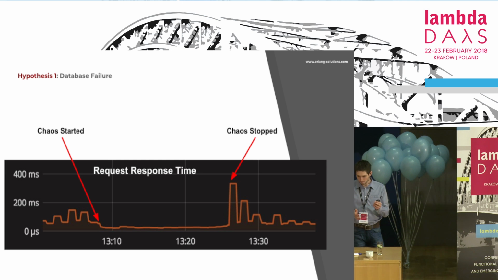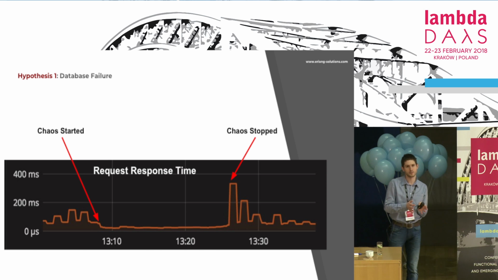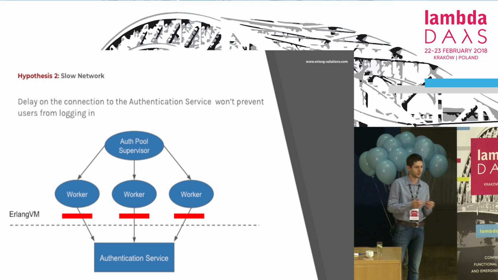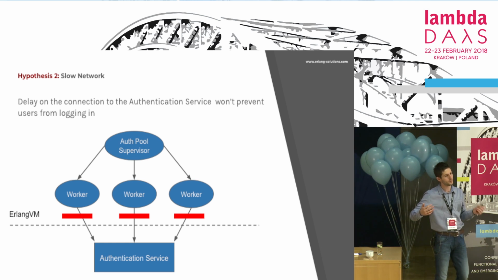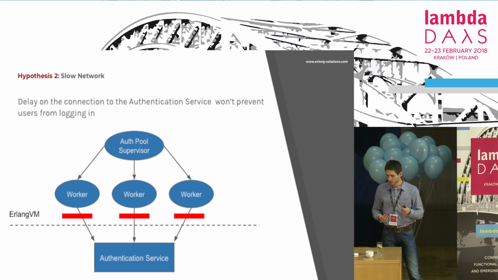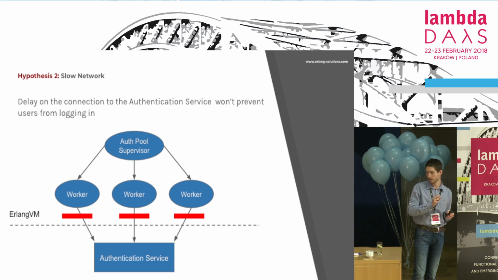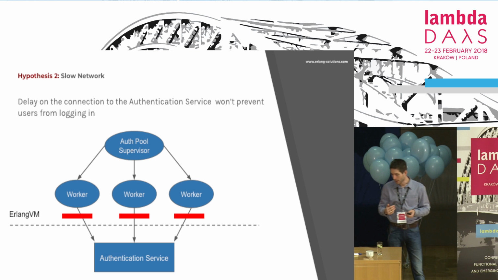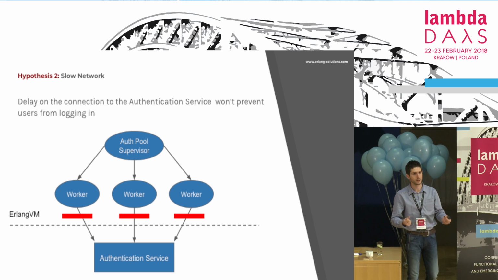The other one was the hypothesis that we said was delay on the connection to the authentication service won't prevent the users from logging in. So we said the hypothesis that if for some reason we have a delay on the network to the authentication service, the users eventually will log in. And similarly, as with the case with the database, internally we have a supervisor and a pool of workers that call the authentication service, and to simulate this delay, we added it at the workers level.